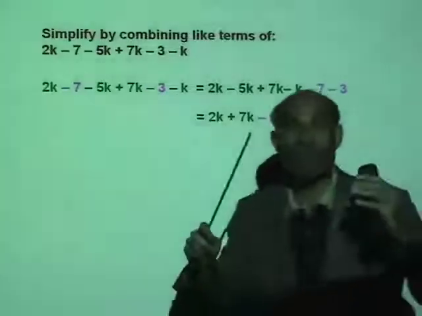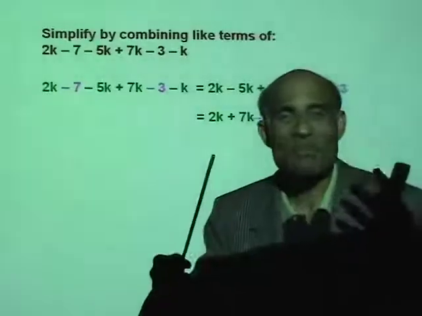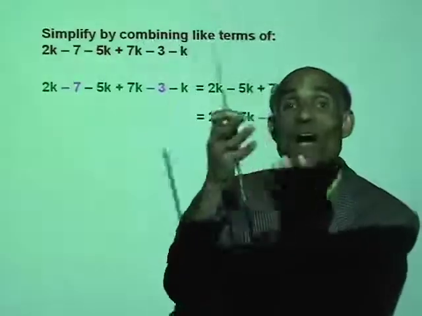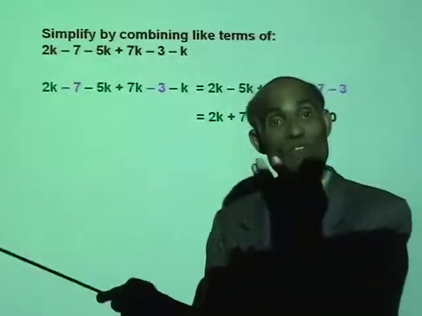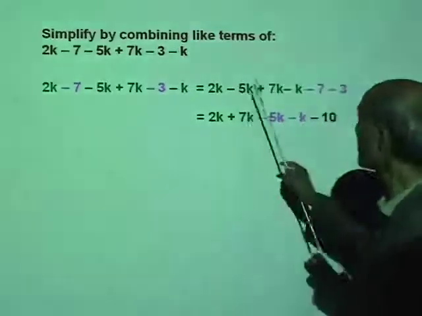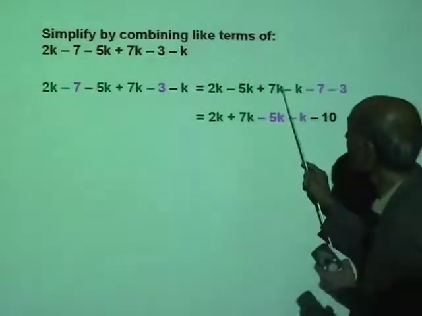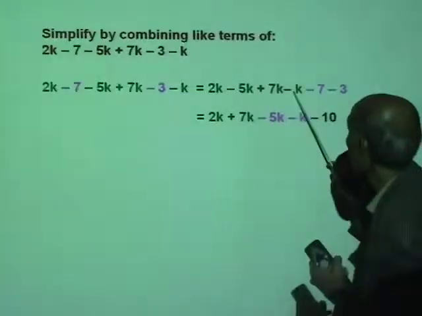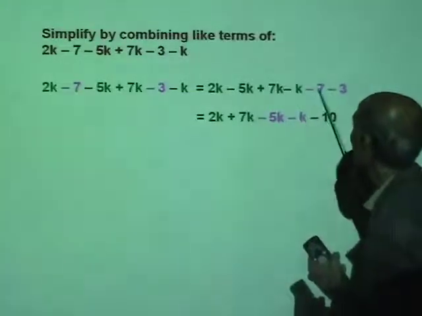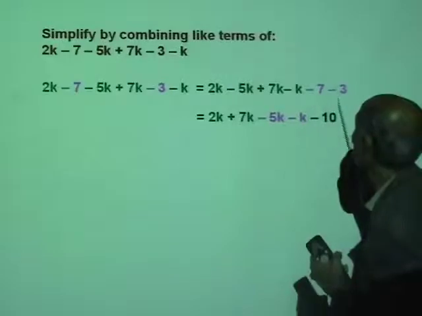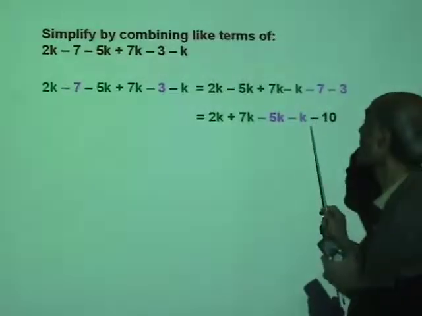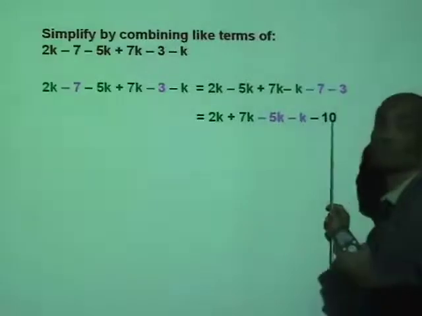You see how important that associative property is. I can combine terms in any order I want according to convenience. So I'm going to put 2k plus 7k minus 5k minus k, and then minus 7 minus 3. I know that's very easy. I got that as minus 10.